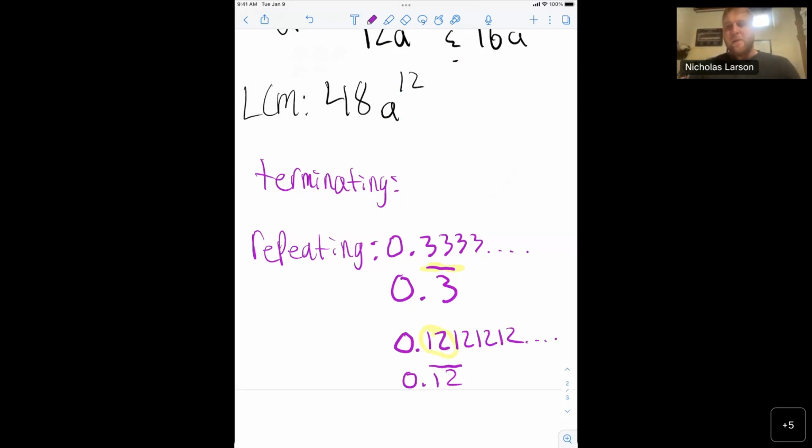Terminating doesn't really repeat. And if you think about your English class, a synonym for terminating, I would say, means to stop. So if we had a number like 3.15, that's it. It stops. There's nothing left.